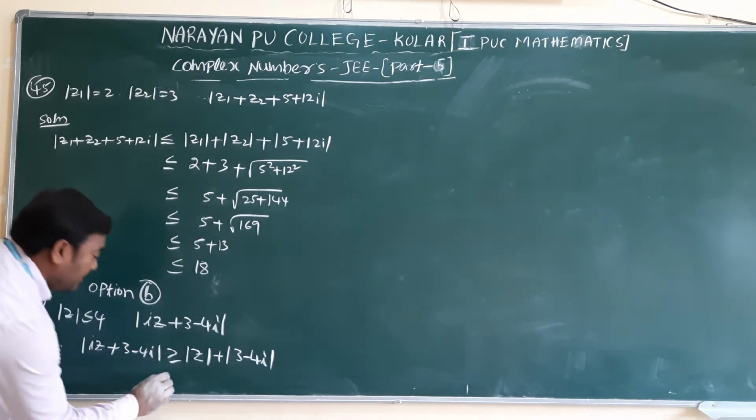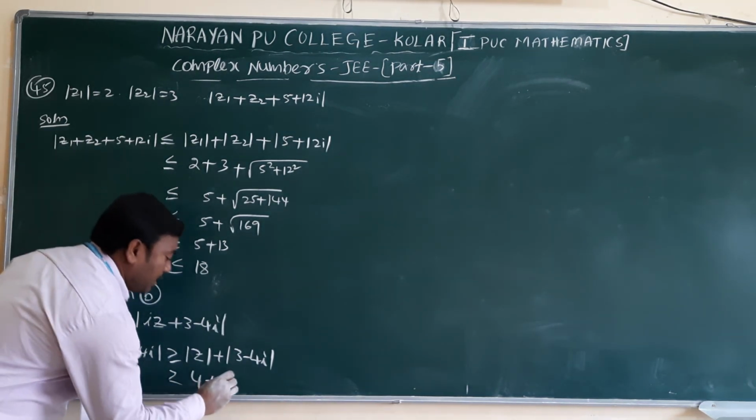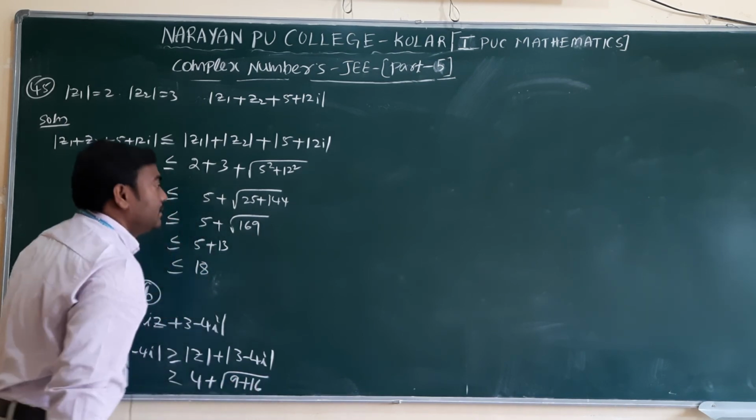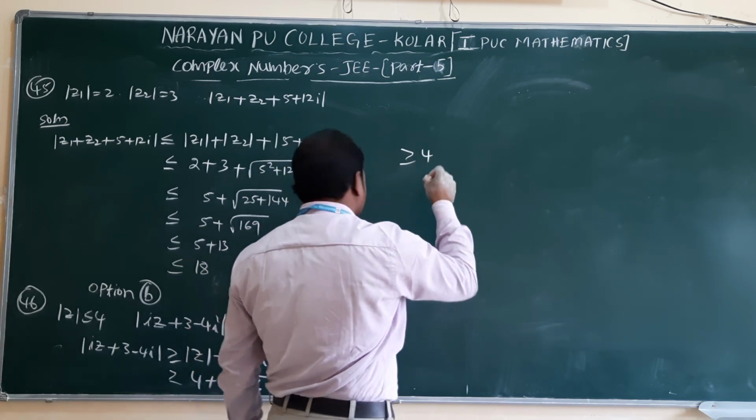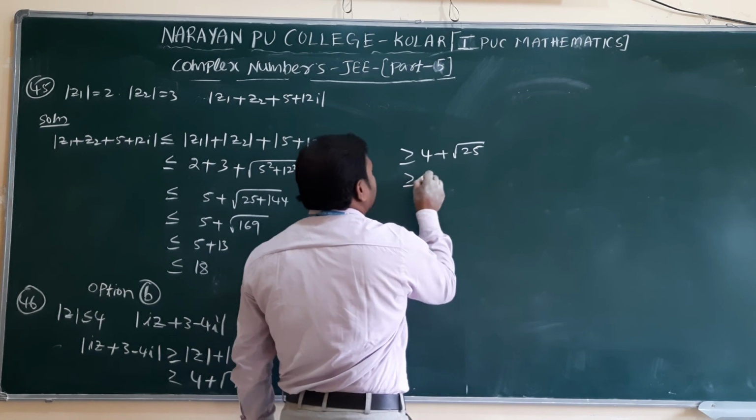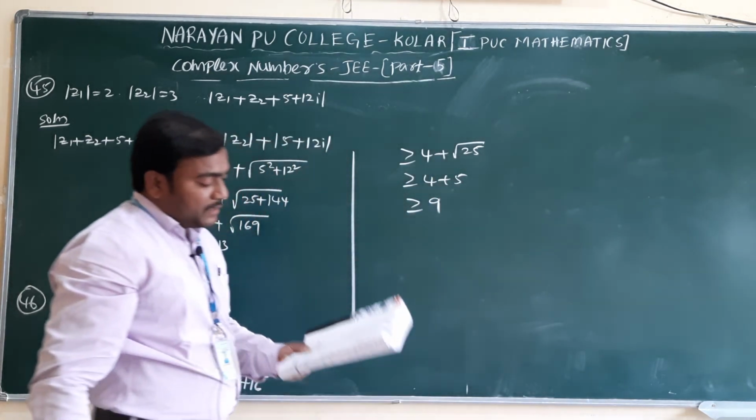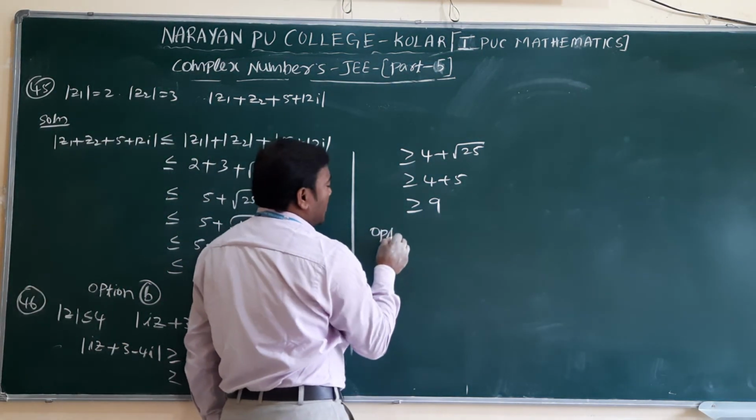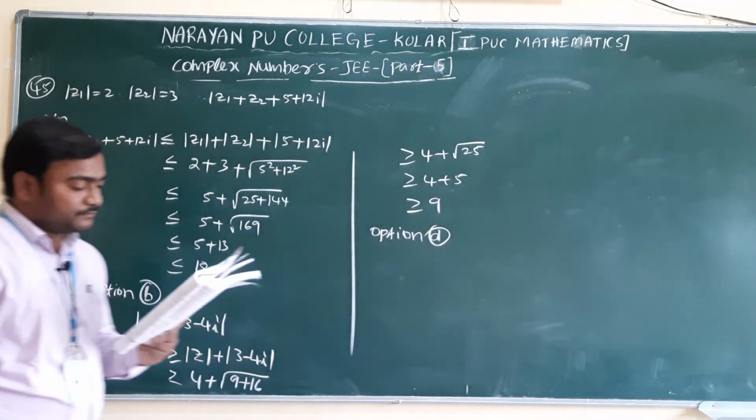So it is greater than or equal to modulus of Z value 4 plus square root of 9 plus 16. Now here greater than or equal to 4 plus square root of 9 plus 16, value 25, square root of 25, greater than or equal to 4 plus 5, also greater than or equal to 9. Here option D is the correct option.